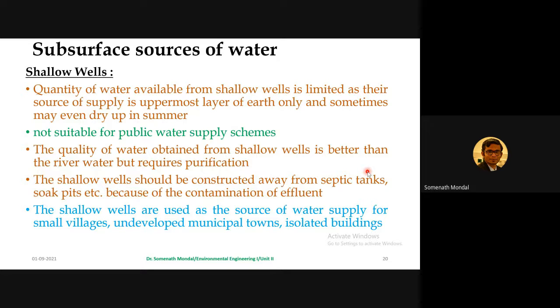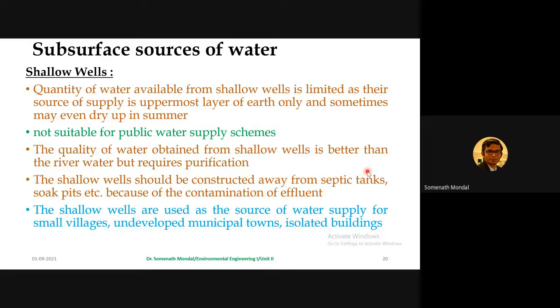The quality of water obtained from shallow wells is better than river water, but it requires purification depending upon the quality you get after characterization. Shallow wells should be constructed away from septic tanks and soak pits, because there is a chance of contamination by effluent. If shallow wells and soak pits or septic tanks are at the same depth, they may be drawing on the same connected aquifer, and there is a chance of getting effluent-contaminated water from the well. So this should be avoided.